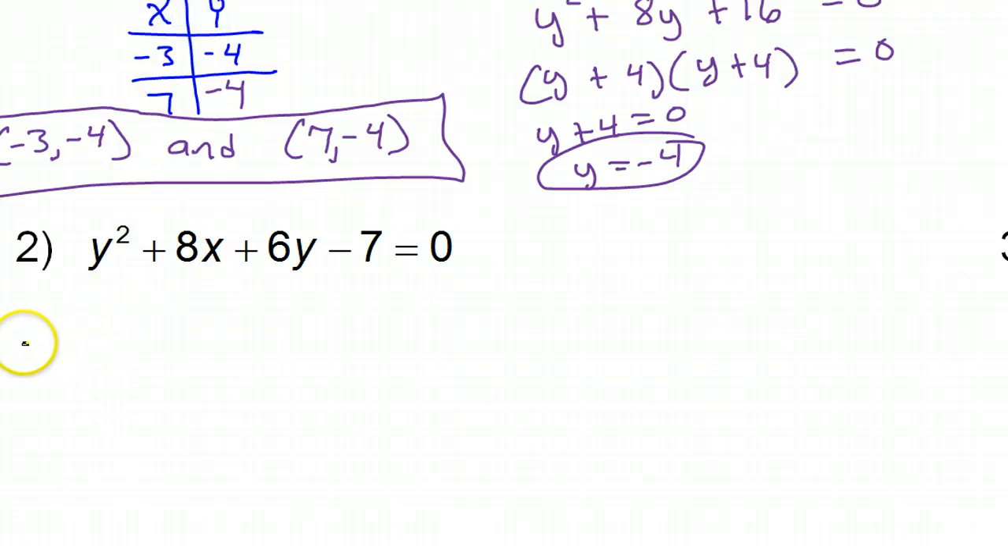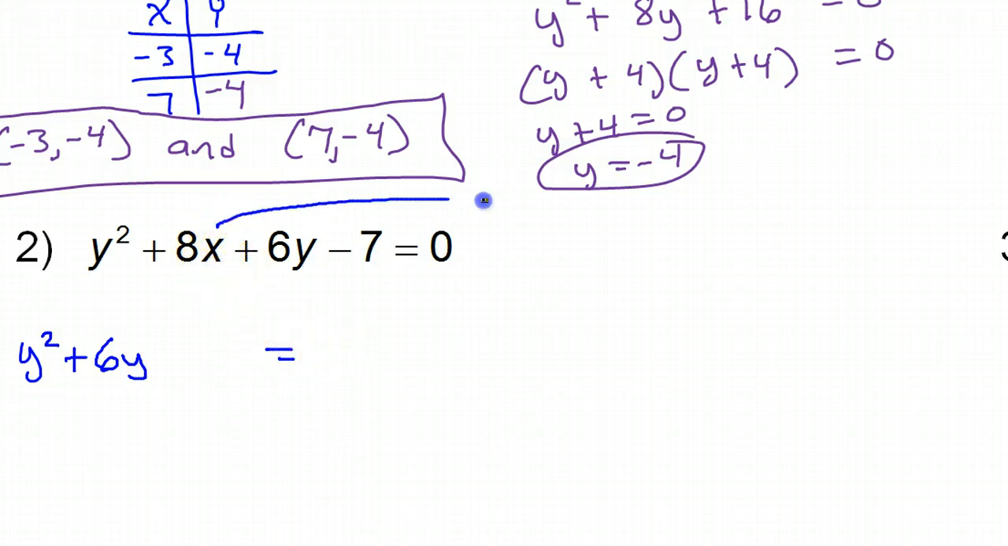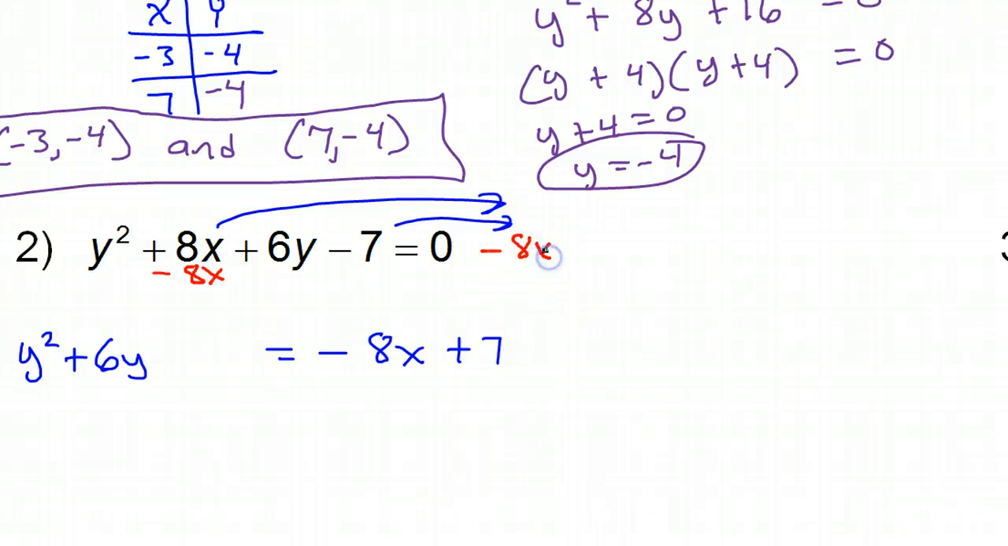Okay, so we're going to have this. y squared plus 6y, leave a space, and then the 8 and the negative 7 have got to go. So I'm going to have negative 8x plus 7 because I subtracted 8x from both sides and I added 7 to both sides. Anyway, completing the square. So half of the middle, squared. Half of this is 3. 3 squared is 9. Please make sure you add it to the other side as well.